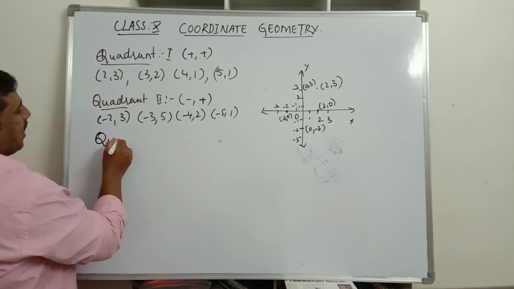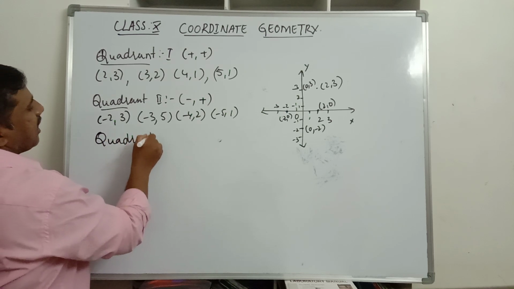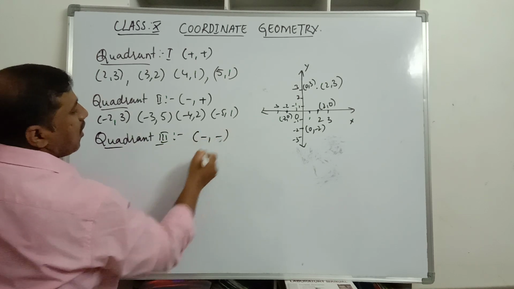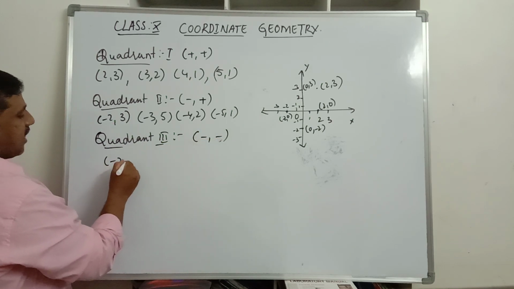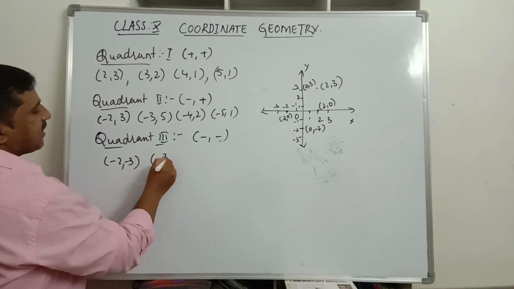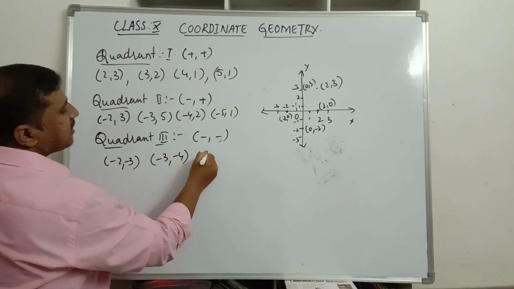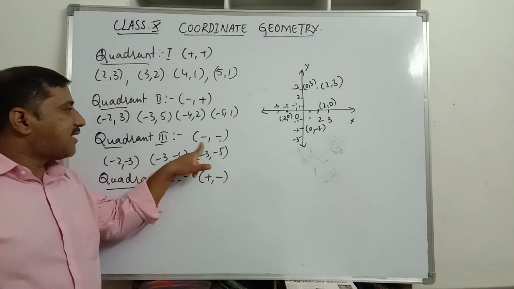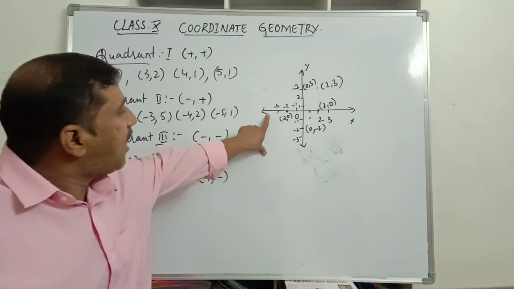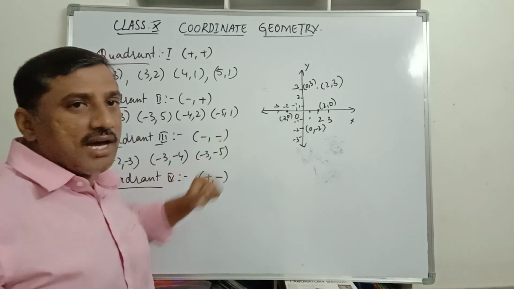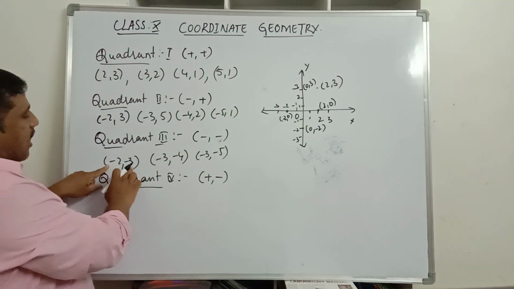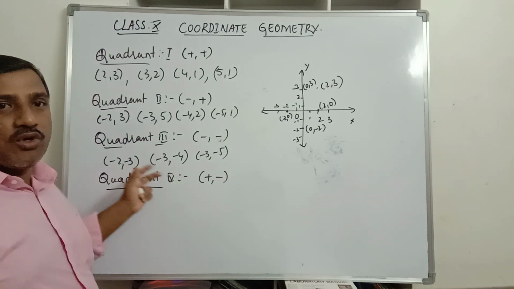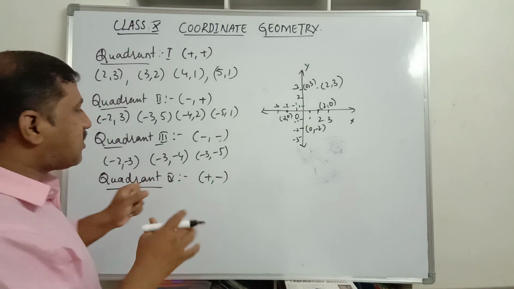In quadrant 3 both are negative, that is, the x coordinate is negative and the y coordinate is also negative. Therefore, it is minus 2, minus 3, minus 3, minus 4, minus 3, minus 5, etc. Both x coordinate and y coordinate are negative.